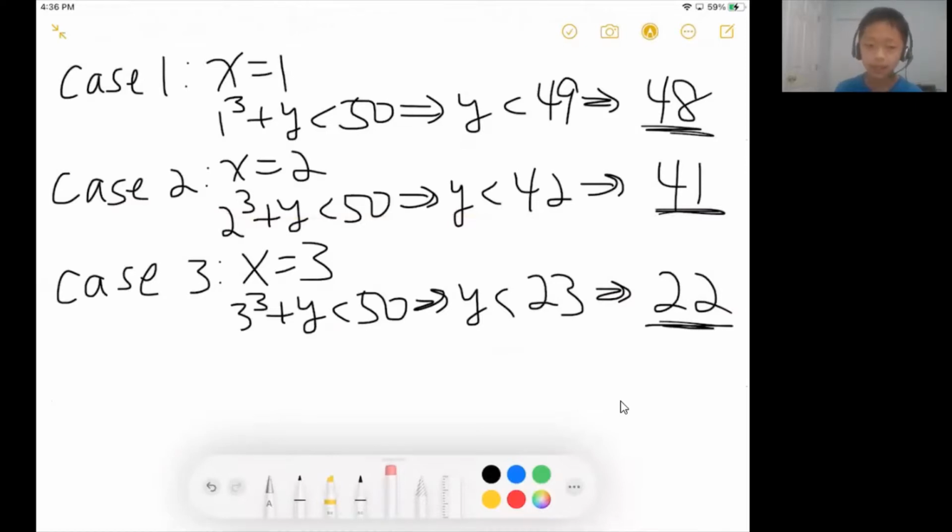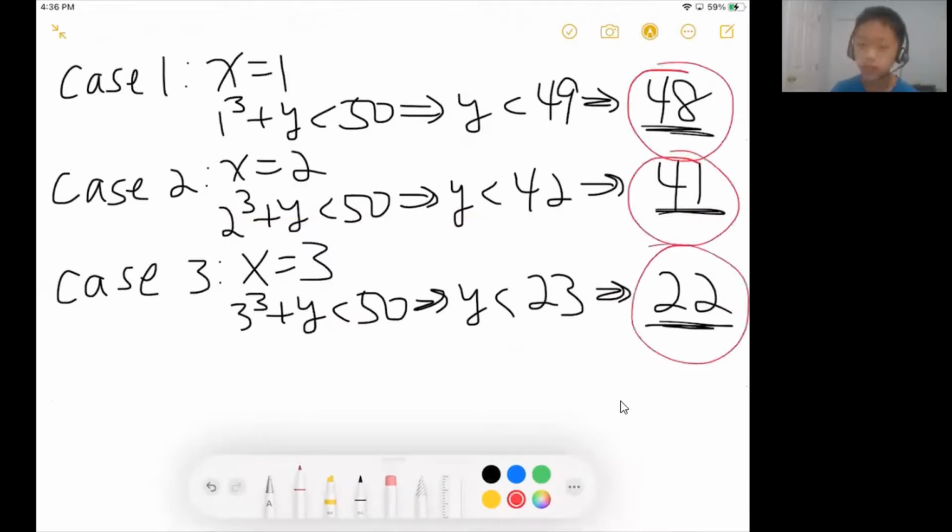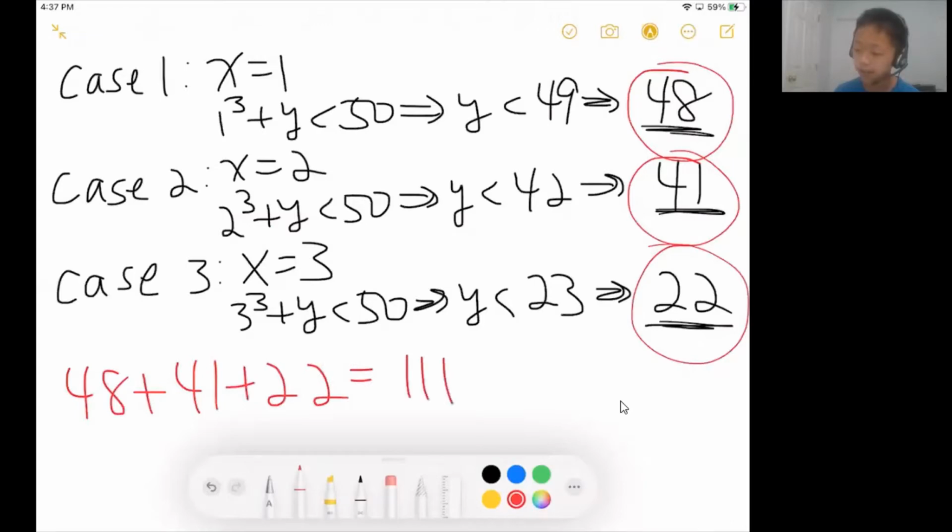Now to finish the problem, we add up all the numbers that we got in our three cases. We got 48, 41, and 22. To get our answer, we just add the three results together: 48 plus 41 plus 22, which is equal to 111.